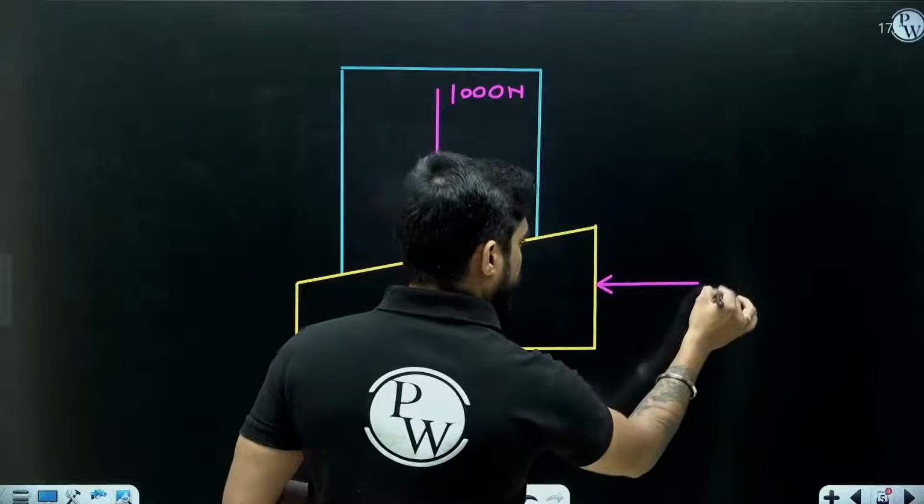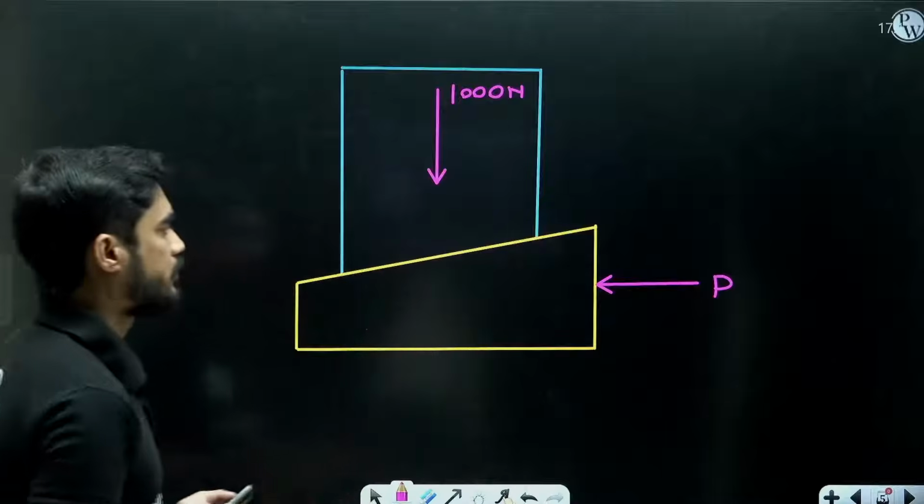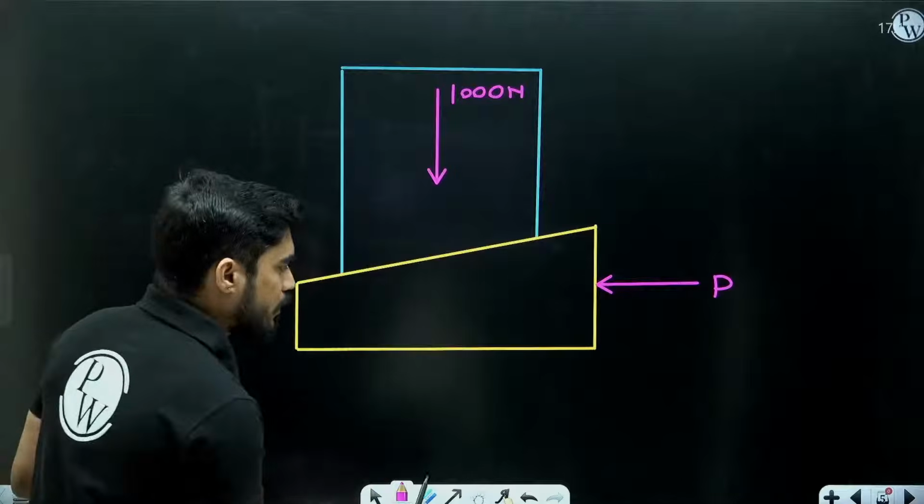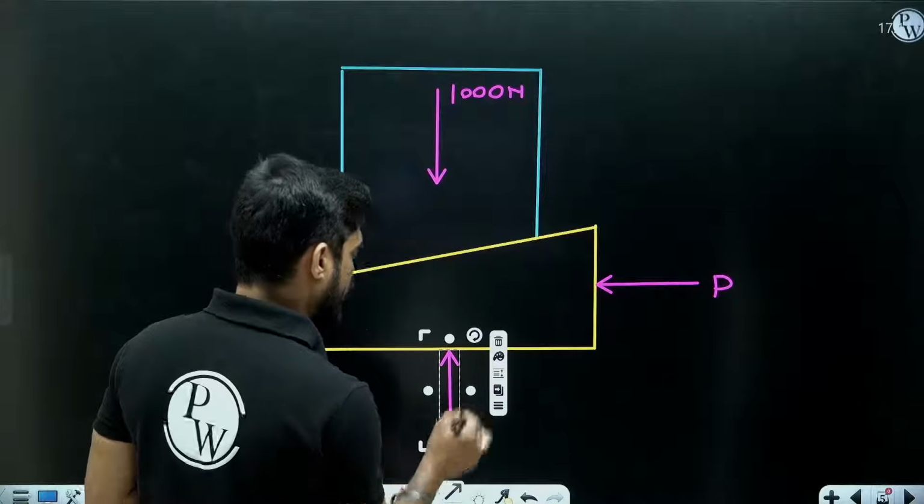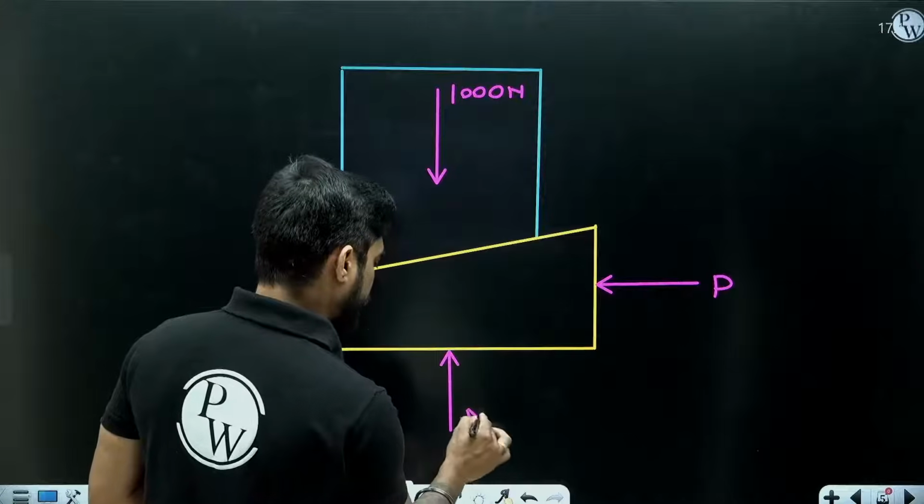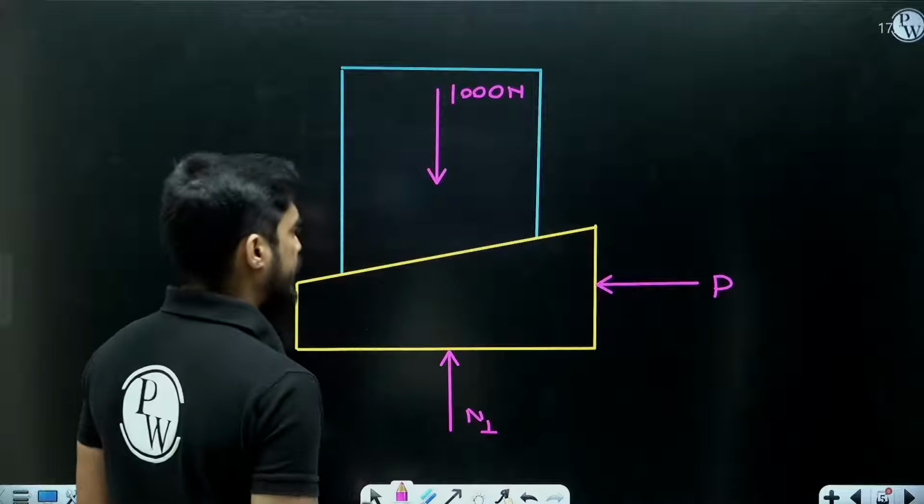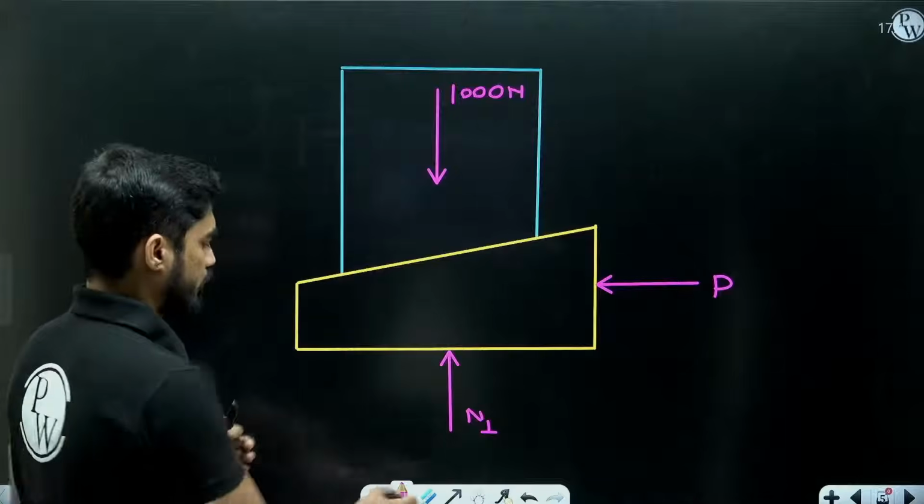Now understand. There will be one normal force from here. Let me consider this to be N1. And there will be one normal force from here.